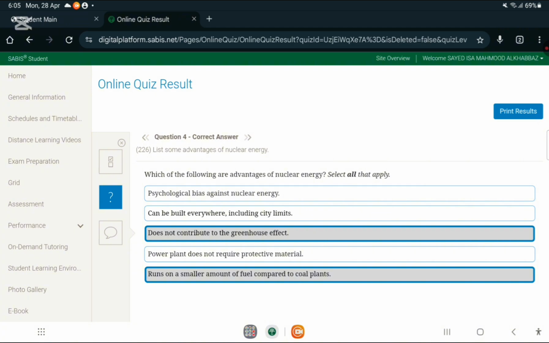It does not contribute to the greenhouse effect because it does not release smoke or carbon dioxide. Power plants do not require protective material. No, they do, because if there's no protective material, then basically the entire area is gone. The radiation will mutate all of the DNA of any living creature nearby. It runs on a smaller amount of fuel compared to coal plants. That is true. All right, on to the next.